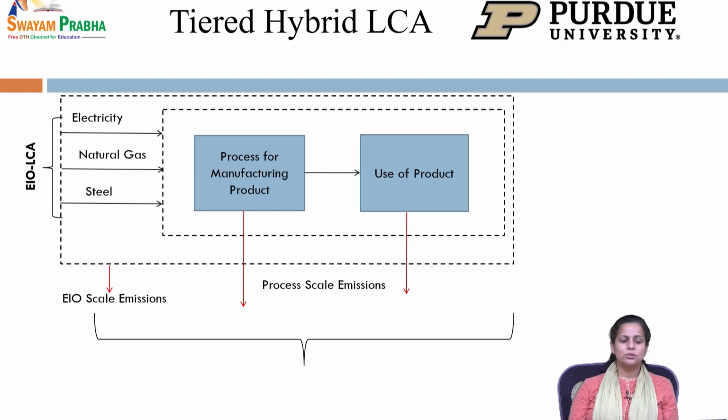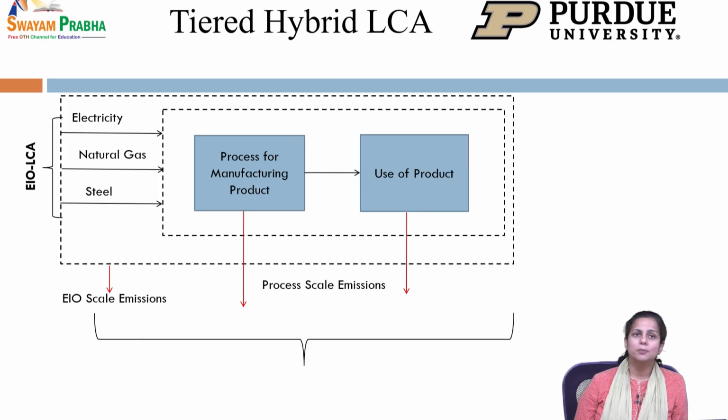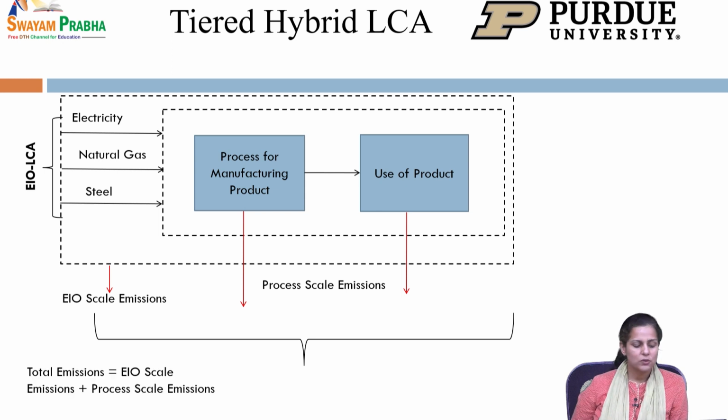So, what we will do is we will use the input output model to look at how much emissions is required for generation of that much electricity, steel and natural gas, which is the input to our process, and then we calculate the total EIO scale emission. We have the process scale emissions from our process LCA, and then we basically calculate the total emissions or total impact as EIO scale emissions plus process scale emissions.